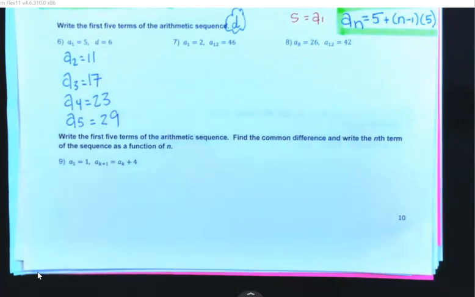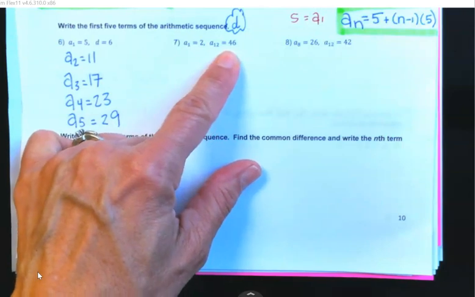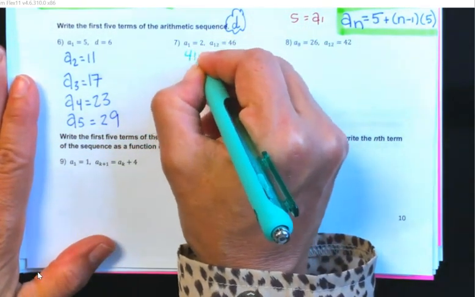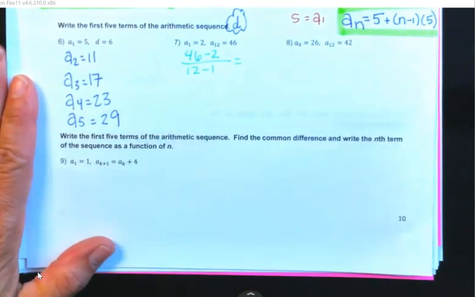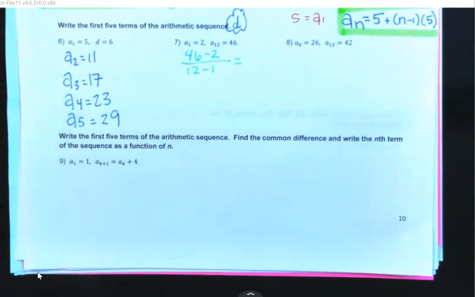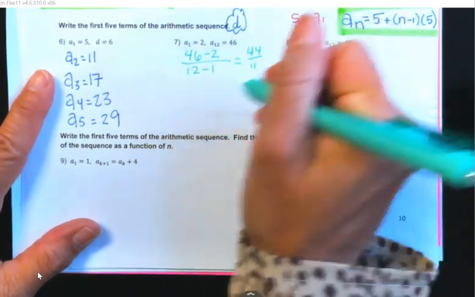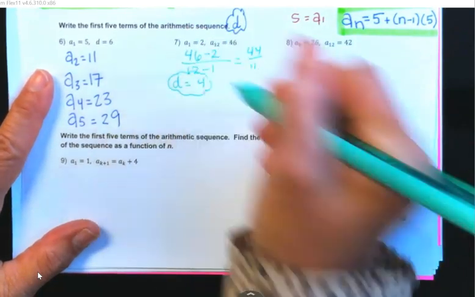All right, problem 7, they weren't really nice to us. I mean, they are kind of nice to us. They gave us the first answer, but we have to find the difference. So let's do that whole slope flashback. We're going to do 46 minus 2 over 12 minus 1. That is going to give us 44 over 11. So our difference is 4. So we're just adding 4 every time.